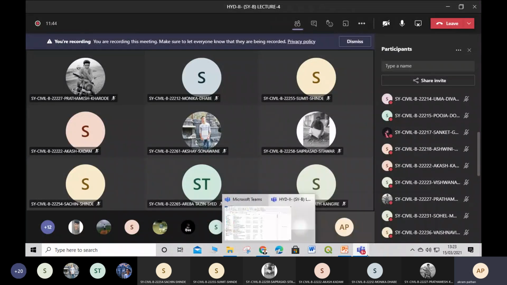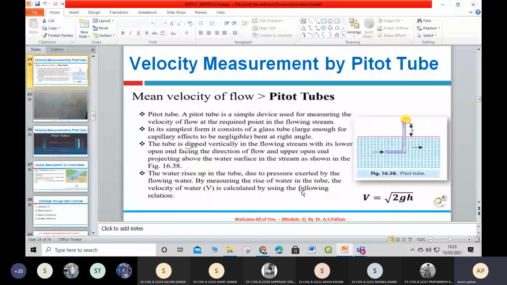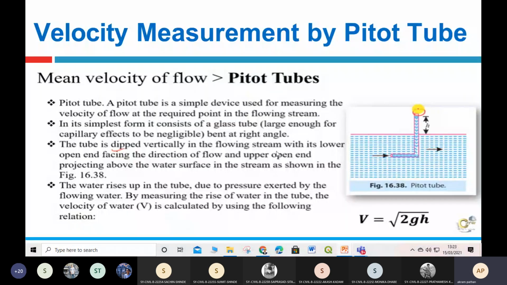Here we look at how to measure the velocity. Velocity is measured by the pitot tube. We have also seen that in the last lecture. With the help of this pitot tube, we can measure the velocity, V is equal to root 2 g h.